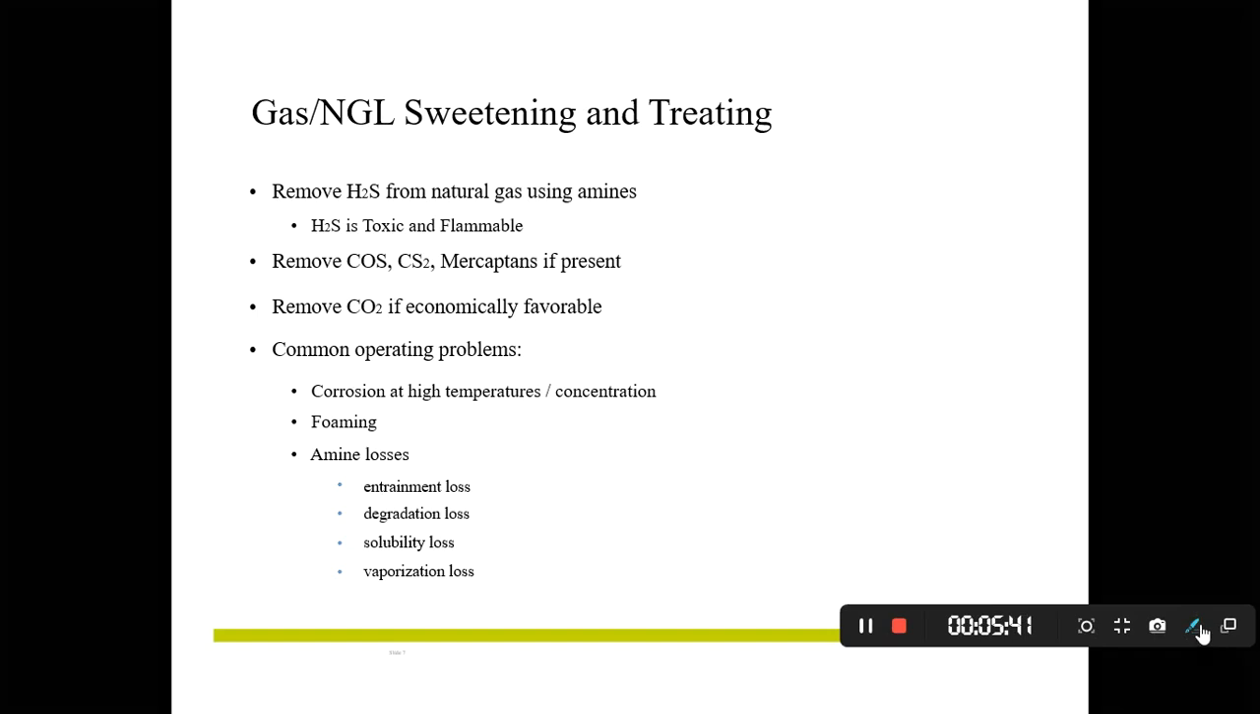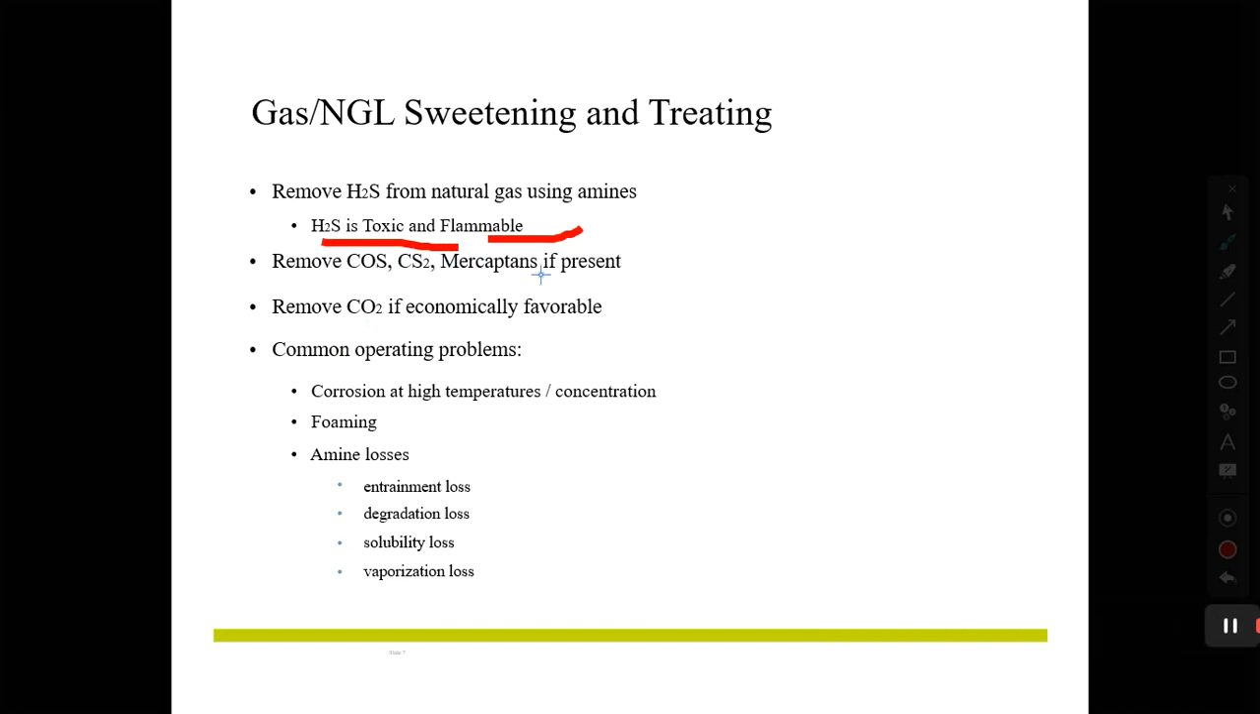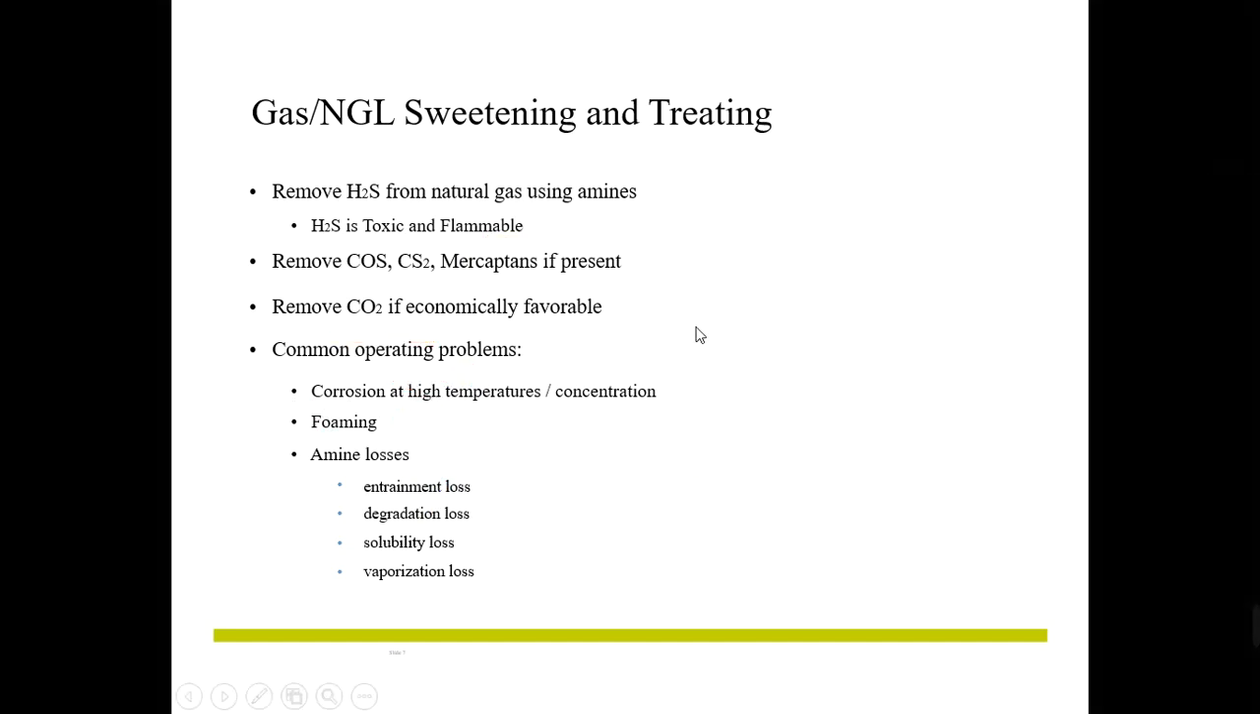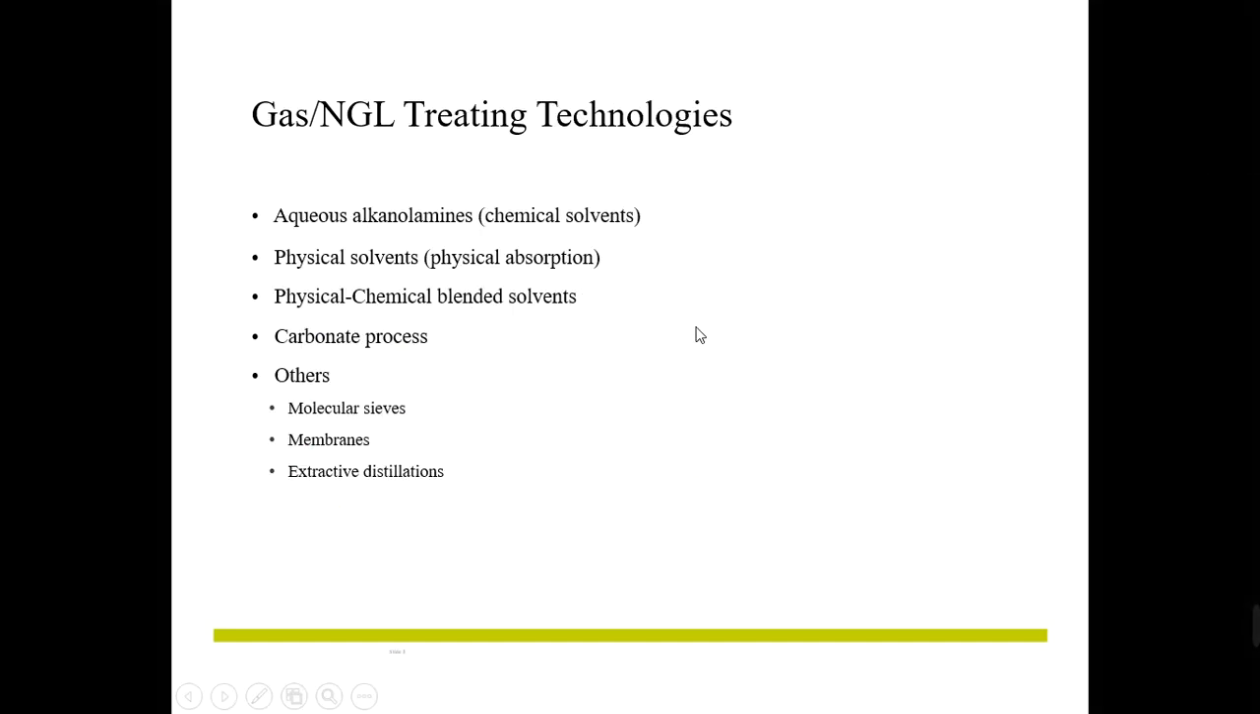As I said, H2S is toxic, can take life, and is flammable at the same time, so we have to remove it. We have to remove the CO2 too, because there are many problems we can face because of them: corrosion at high temperatures, foaming issues, and some losses. We use the amine process, and we will talk about it once we discuss the plant.